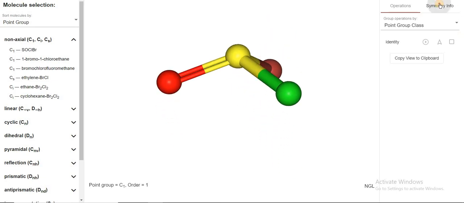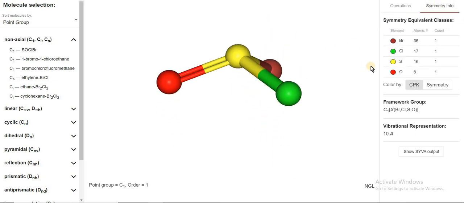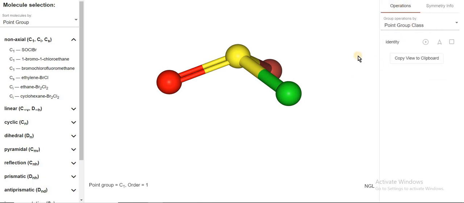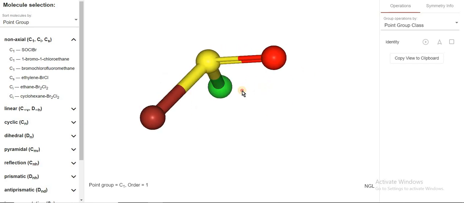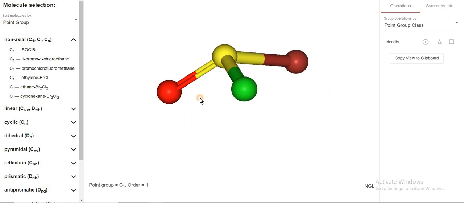This is the SOClBr molecule. इस मॉलिक्यूल में एक Br एटम है, एक Cl, एक सल्फर एटम येलो वाला और ये रेड वाला ऑक्सीजन है. This molecule only has the identity element only. मतलब एक आइडेंटिटी एलिमेंट ही है इसमें. ये मॉलिक्यूल इस तरीके का दिखता है, कुछ pyramidal structure.